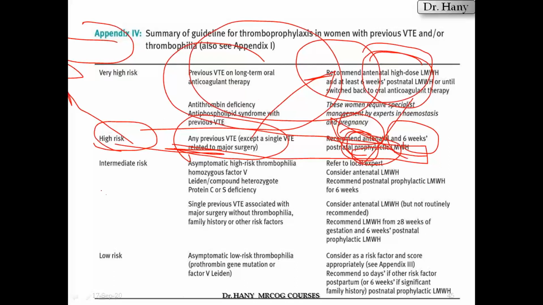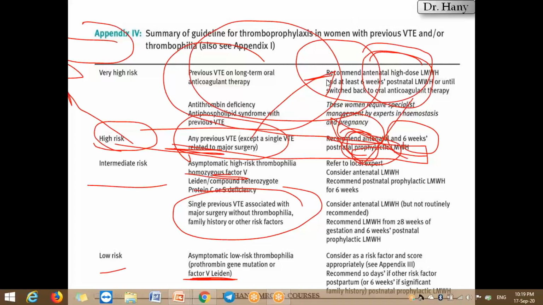After that, the intermediate risk and the low risk. The intermediate risk, asymptomatic high risk thrombophilia, you will consider antenatal or offer from 28 weeks. Asymptomatic high risk thrombophilia: homozygous factor V is a high risk, heterozygous or gene mutation is a low risk, protein C or protein S deficiency is a high risk, single previous VTE associated with major surgery. So this is a provoked one. It's intermediate risk. Consider antenatal or offer prophylactic from 28 weeks of gestation. And you will go for 6 weeks postnatal.